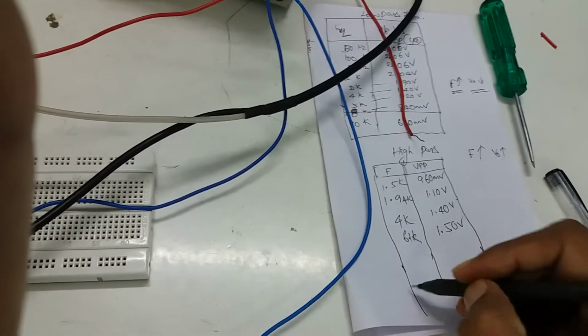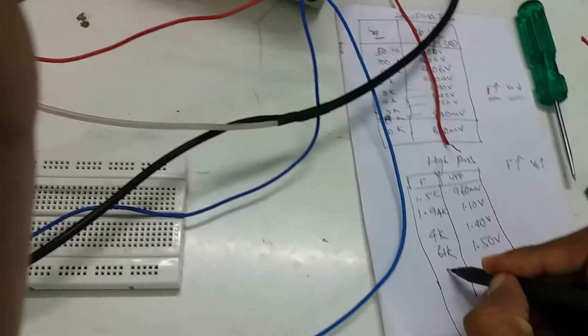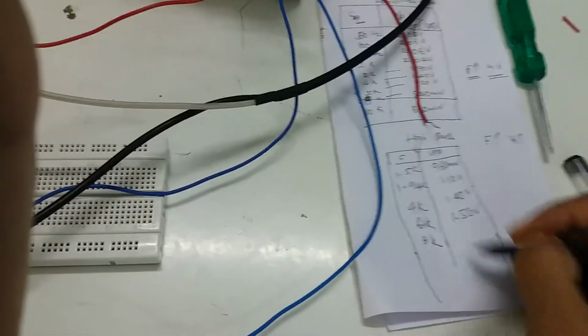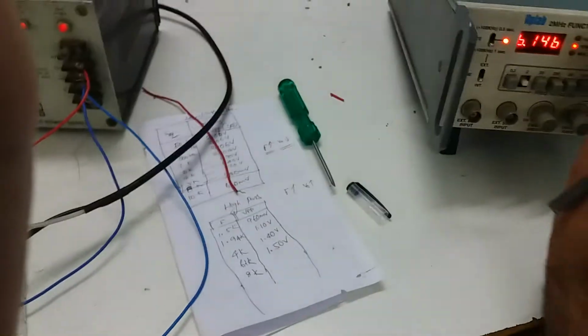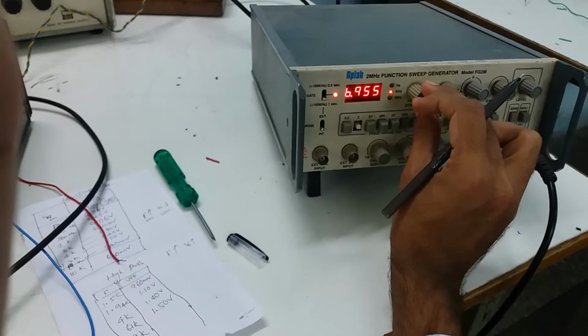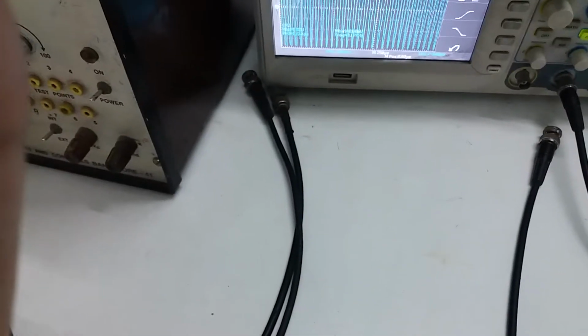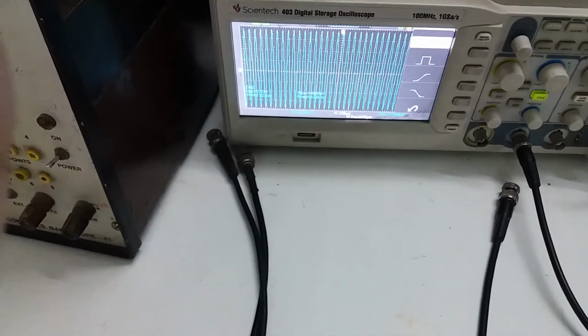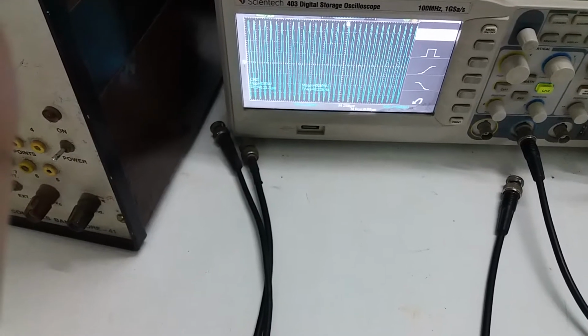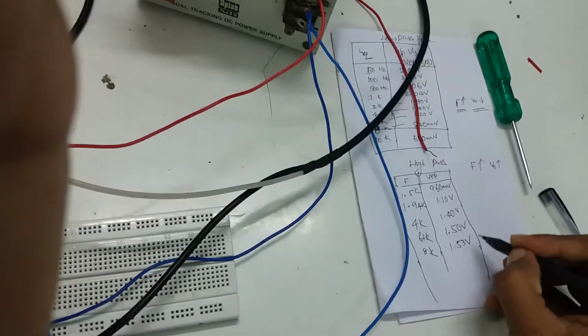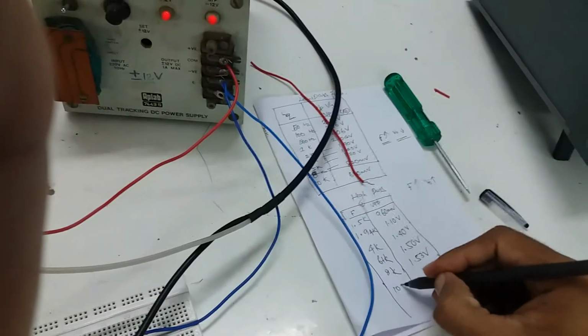The next one I am going to raise to 8k. It is almost maintaining constant values. So 8k, and what is that? 1.53. It is showing 1.5354, a variation between 53 and 54. So we will write 1.53 volt. Then I am going to increase to 10k.